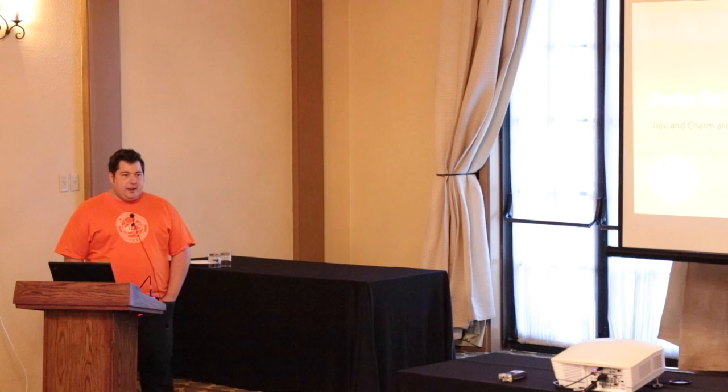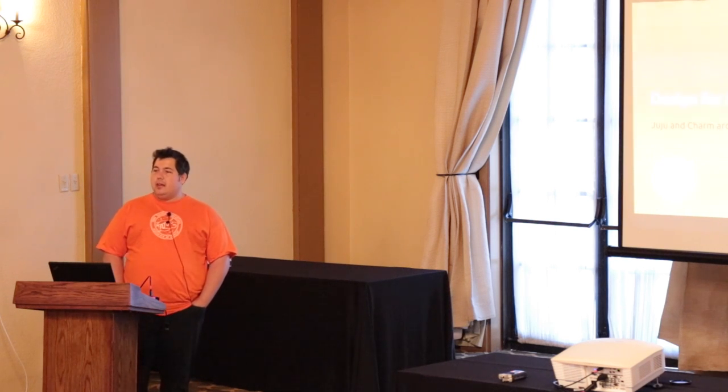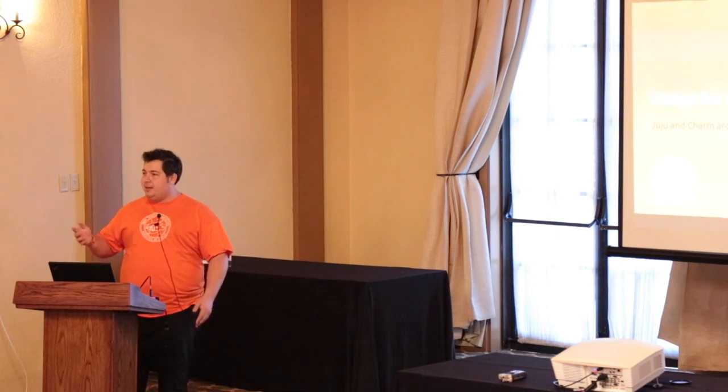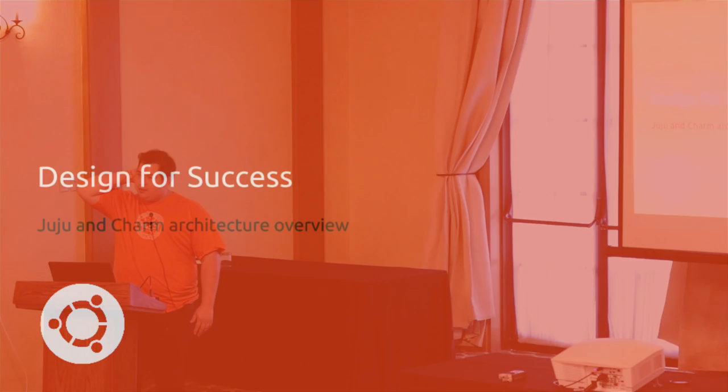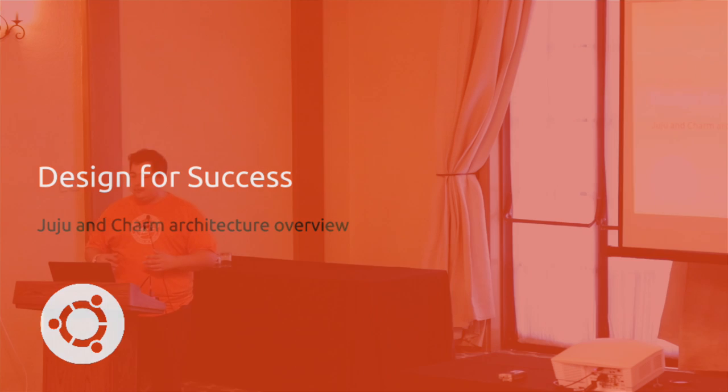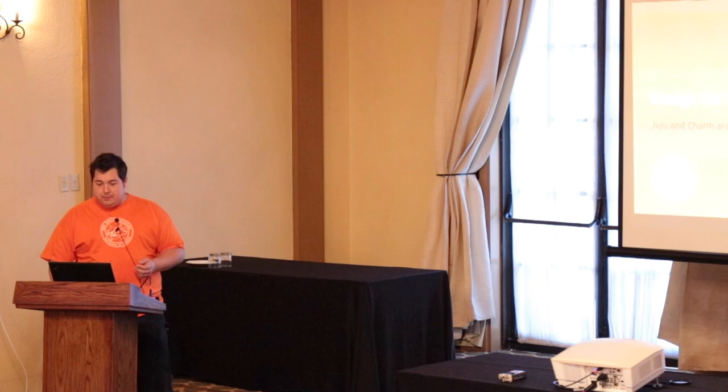So, charm design. We had a lot of talks yesterday about how we have Juju, and Juju has these charms. You've got applications deployed, you scale and manipulate them, making it much easier to manage big software. But how do you actually do that? What's the process of encapsulating all that operational knowledge? What does that look like? And what does it mean to be reusable?